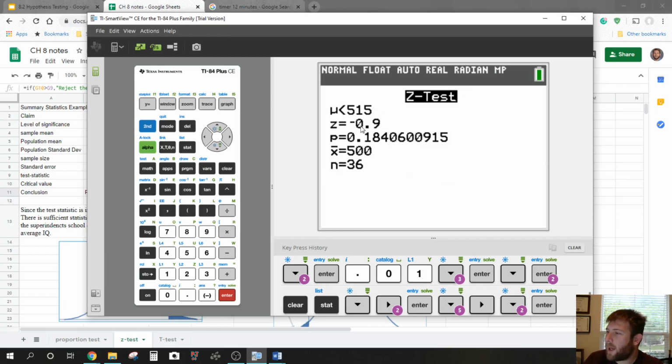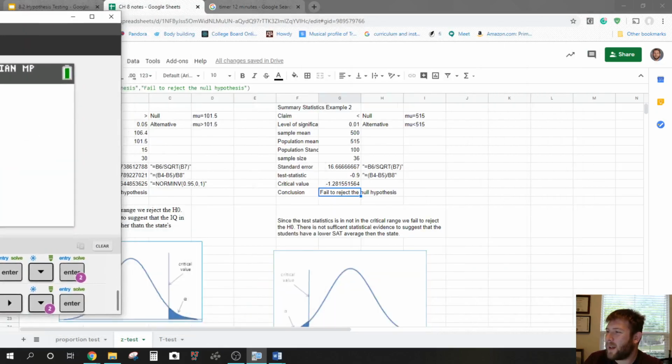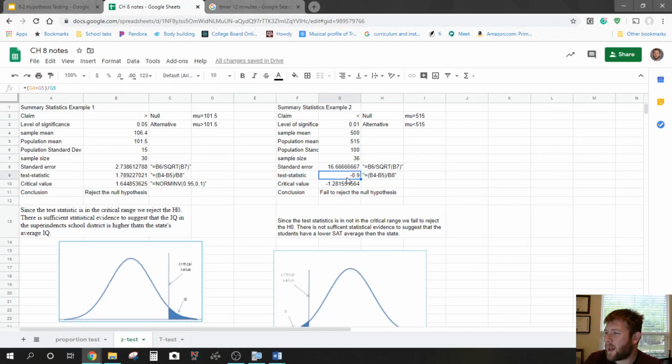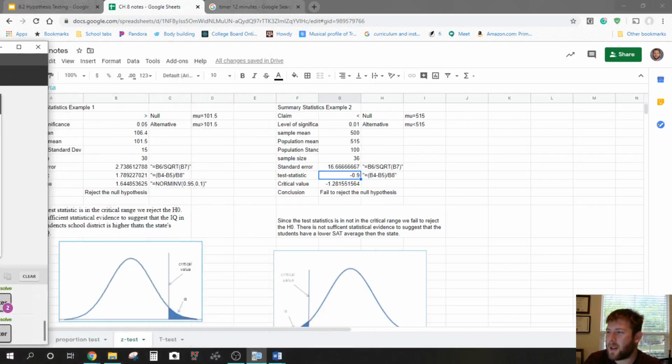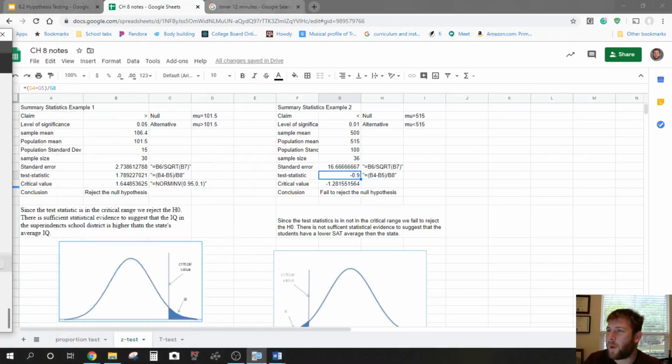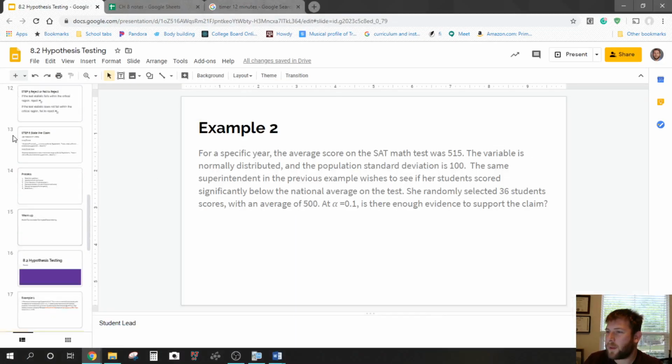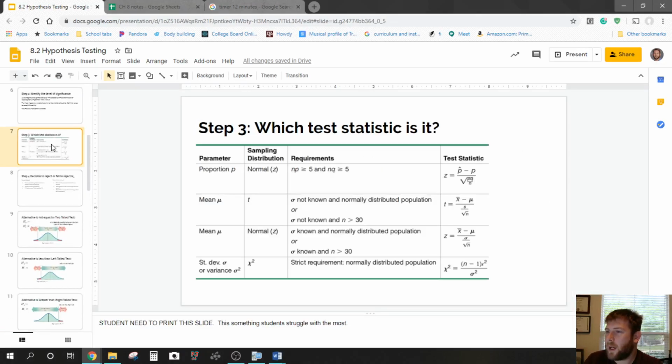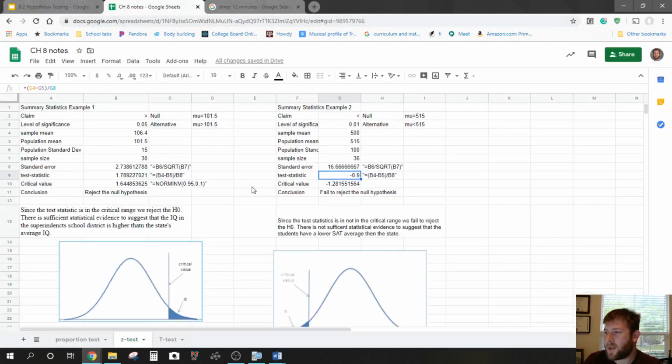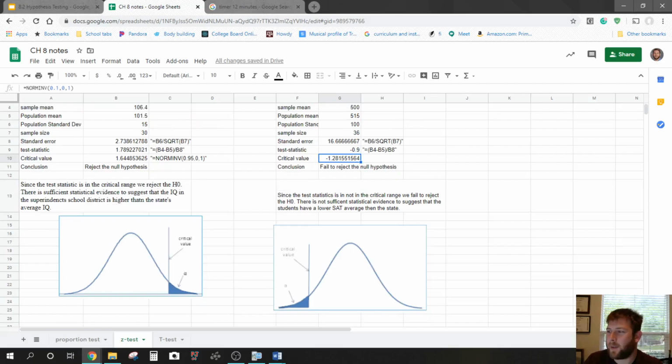Well, right here, it's negative 0.9, the Z. This is our test statistic. That's our test statistic. The calculator essentially does this formula for us, whatever situation we're doing. What it does not do for us is find the critical value. So we need to do that still.